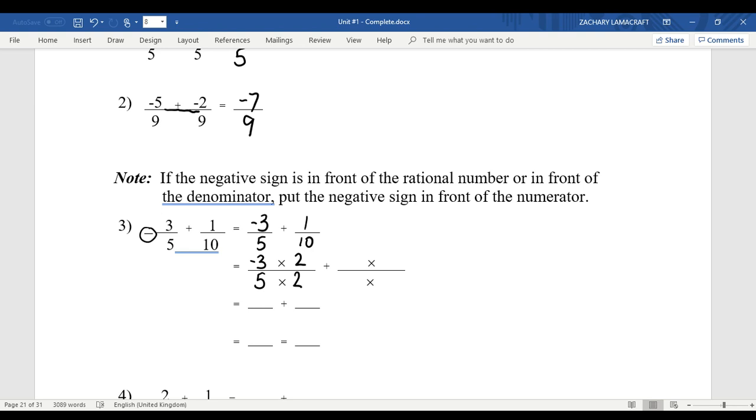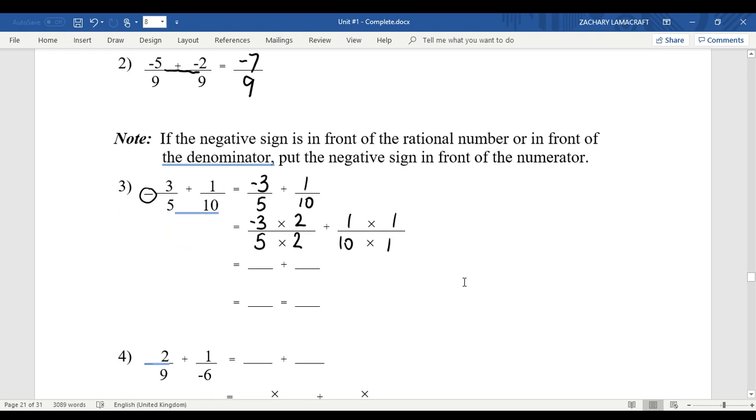Correct. You got it. Now, the other side, we have 1 over 10, but to get 10, we just multiply it by 1, right? So it's the same thing. If we don't have to do anything to that second number, it's just multiplying by 1, and you're going to notice we have the same thing. However, negative 3 times 2 would be negative 6, and 5 times 2 being 10. And then we know 1 times 1 is 1, and 10 times 1 being 10. So we have the exact same thing.